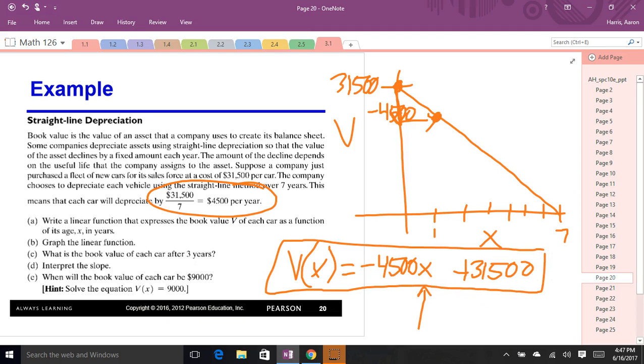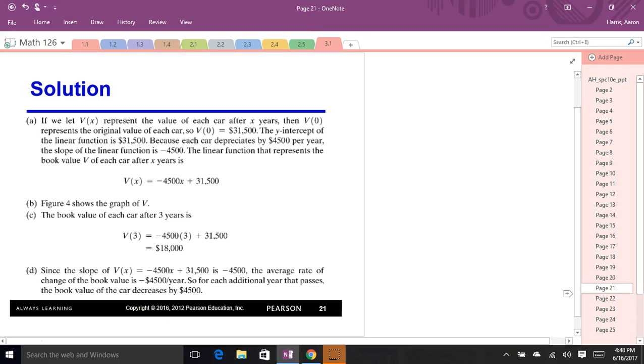Right? After 1 year, you would end up with $27,000 if you put 1 in for X. Negative 4,500 times 1 plus 31,500 leaves you with $27,000 after year 1. And if you put 7 in, finally you'd end up with a value of 0. So part C, what is the book value of each car after 3 years? Well, you just throw a 3 in right there, and you get your solution shown right here. After 3 years, throw 3 in, you get $18,000.